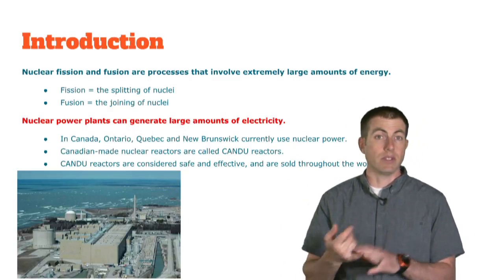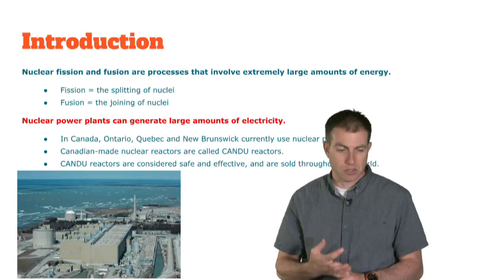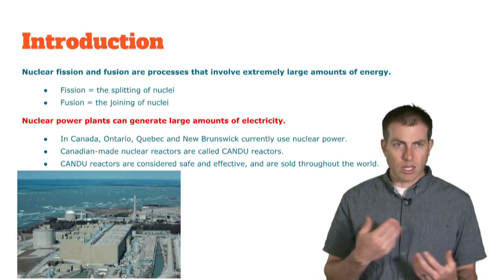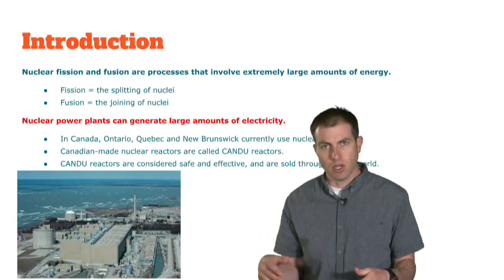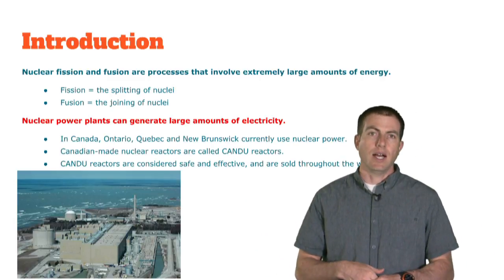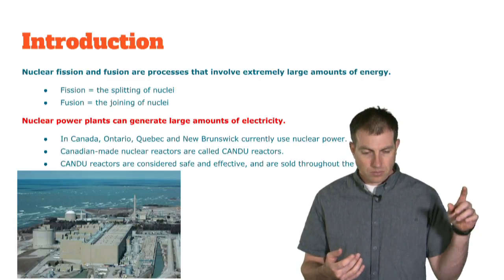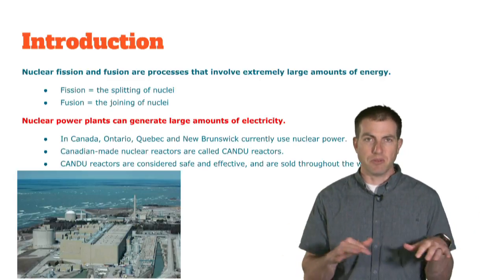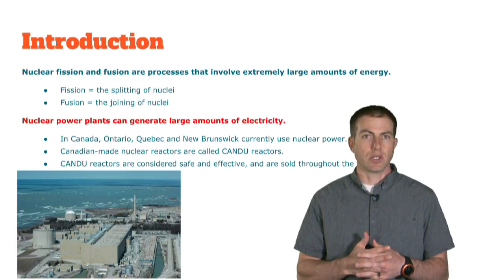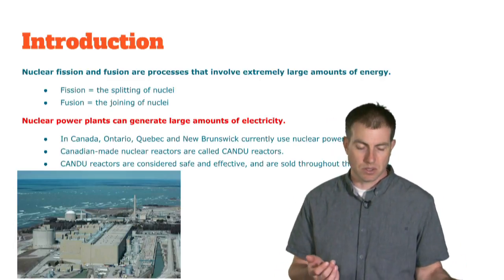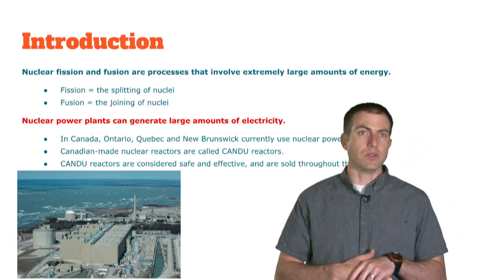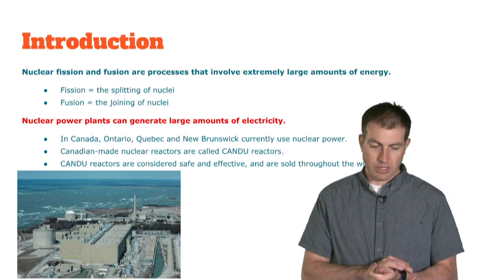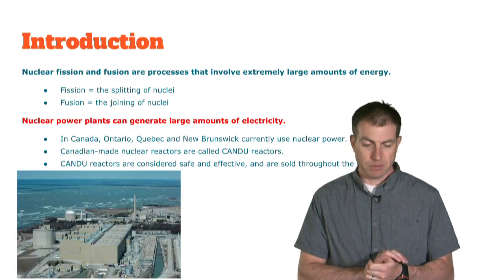So we're using gravity instead of the energy from nuclear particles. We're lucky in BC to have lots of mountains and snow and rivers. In Ontario and Quebec, they are generally speaking a little bit flatter. They don't have as much hydroelectric power, plus they have larger populations than BC. So they use nuclear power to power things that they need, houses, industry.